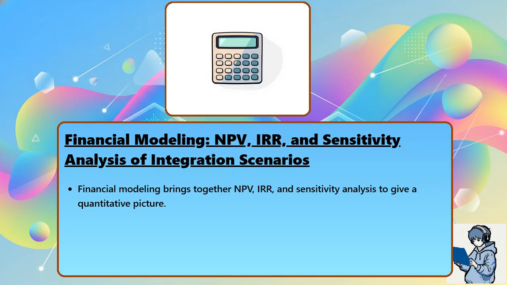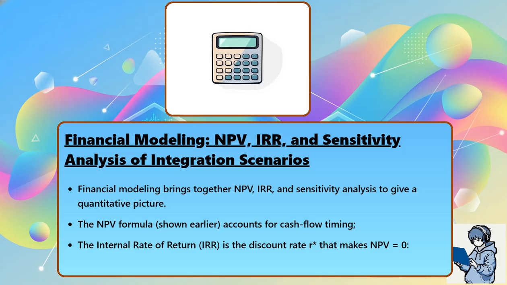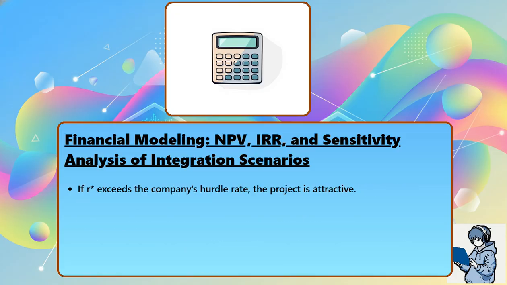Financial modeling brings together NPV, IRR, and sensitivity analysis to give a quantitative picture. The NPV formula shown earlier accounts for cash flow timing. The internal rate of return, IRR, is the discount rate R star that makes NPV equal to 0. 0 equals the sum from t equals 0 to N of cash flow at time t divided by 1 plus R star to the t, minus I. If R star exceeds the company's hurdle rate, the project is attractive.